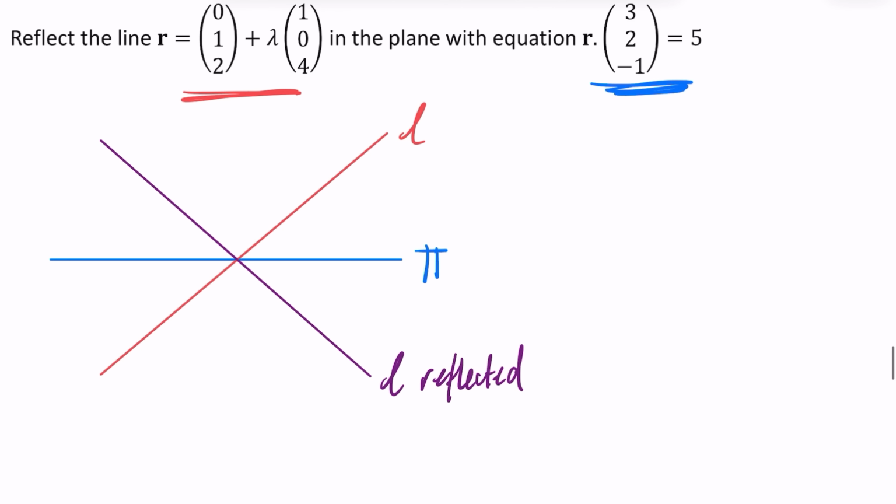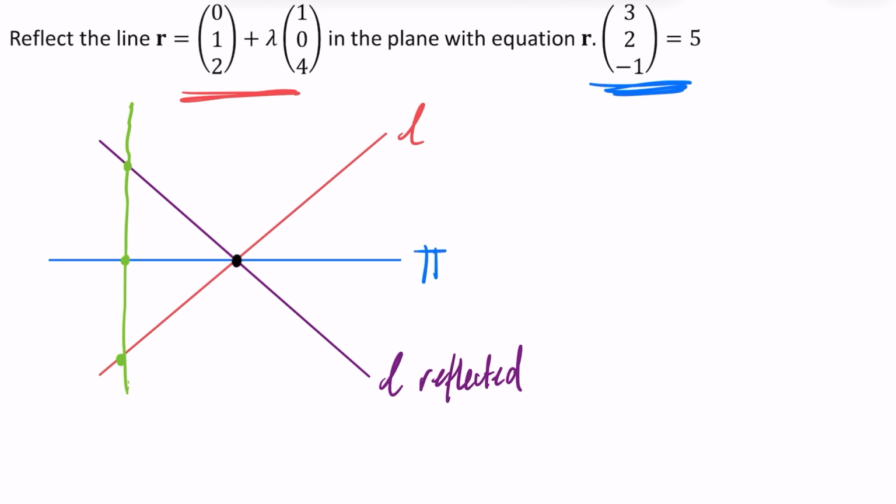The idea of what we're doing is we need to find 2 points on that purple line. Well, one of them is going to be where the red line crosses the plane. That's going to be one of the points. The second point we're going to find is by taking a point on the red line and reflecting it to the other side of the plane like this. The way we're going to do that is like this. I'm just going to do this and pretend I put the dot in the perfect place. We're going to reflect that point all the way across to the other side.